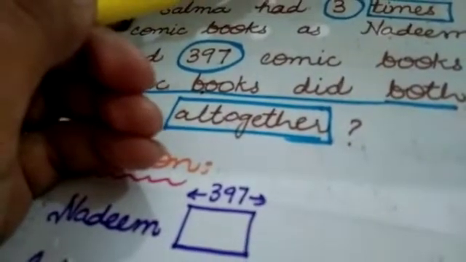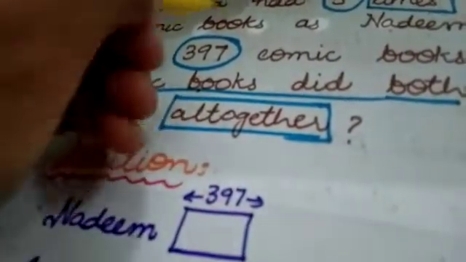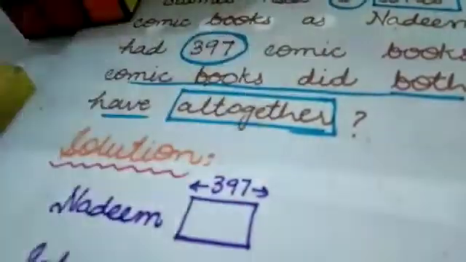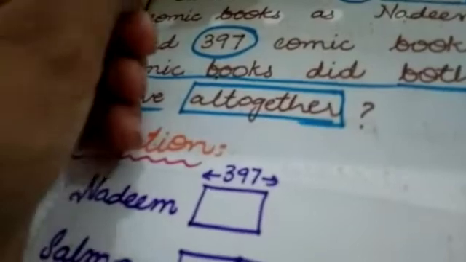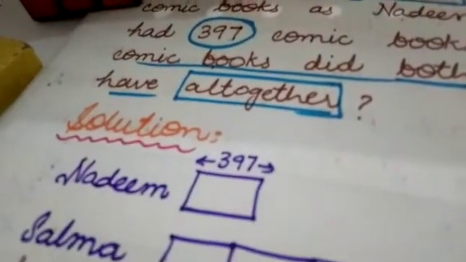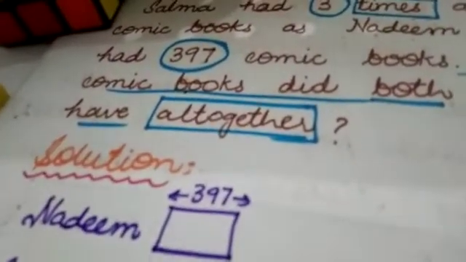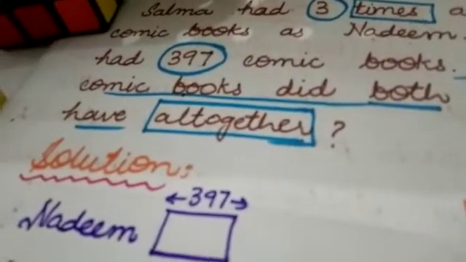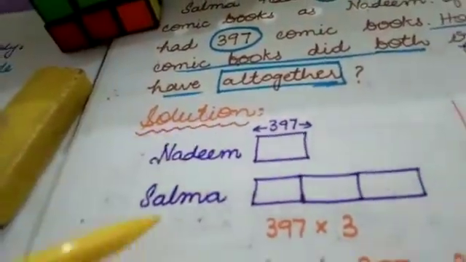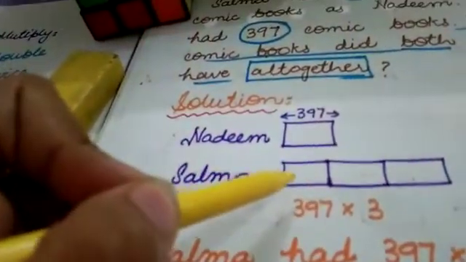How can we calculate Salma's comic books? We know that Nadeem has 397 comic books and Salma has 3 times more. So we will multiply 397 by 3 and we will get the amount that Salma had. Now how many comic books did both of them have altogether? They are asking the next question, that you have to tell the total of the comic books that Salma and Nadeem have. We know that Nadeem has 397 comic books, and we know that Salma has 397 multiplied by 3 comic books.